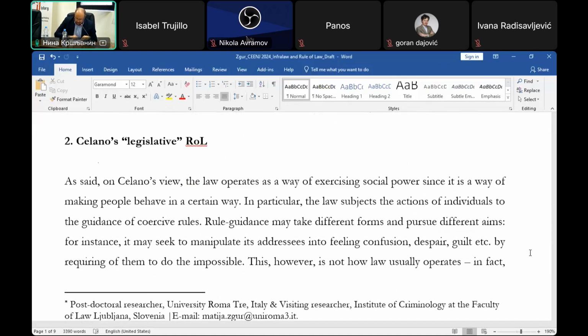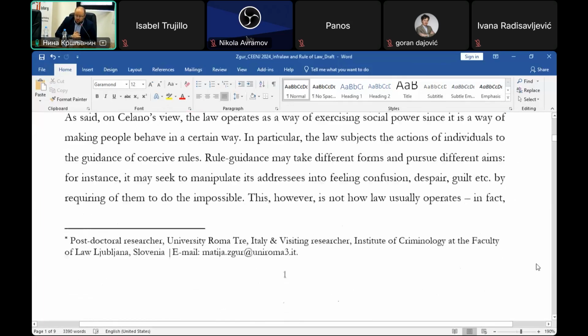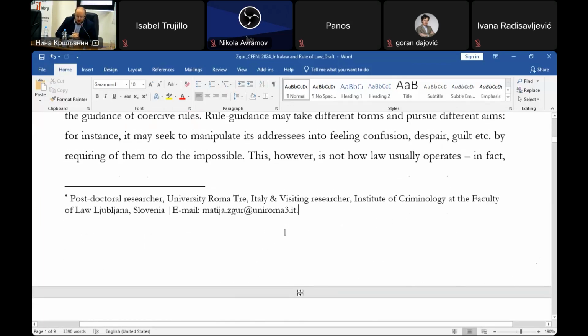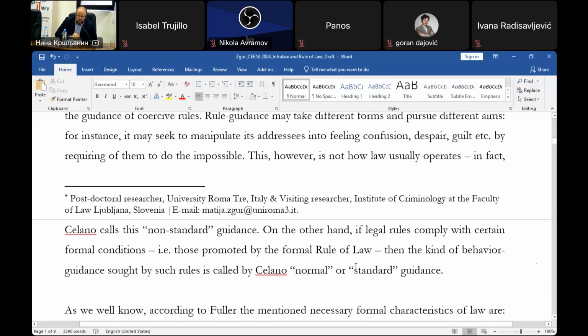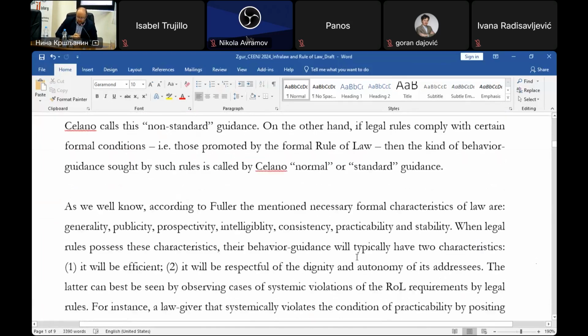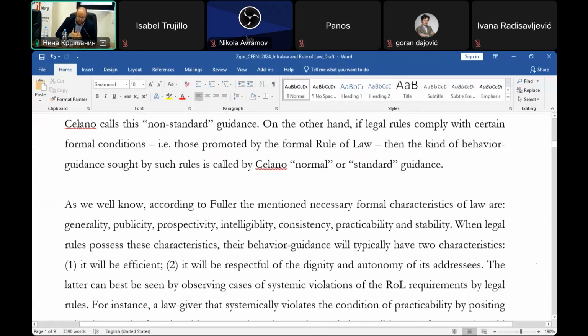For instance, it may seek to manipulate its adversaries into feeling confusion, despair, guilt, etc., by requiring of them to do something impossible. This, however, is not how law usually operates. In fact, Celano calls this non-standard guidance. On the other hand, if legal rules do comply with certain formal conditions, those promoted by the formal rule of law, then the kind of behavior guidance sought by such rules is called by Celano normal or standard guidance.